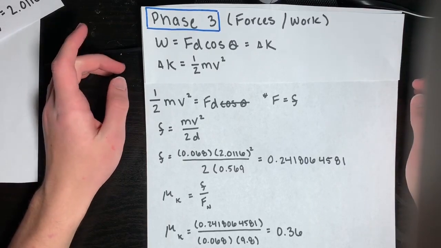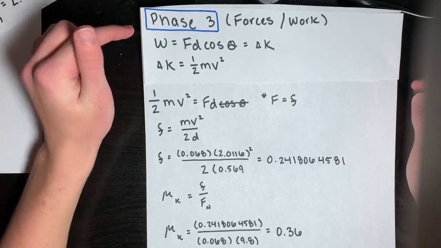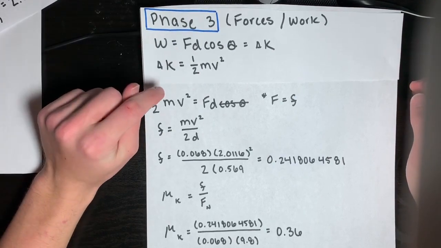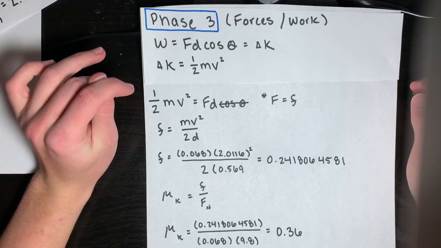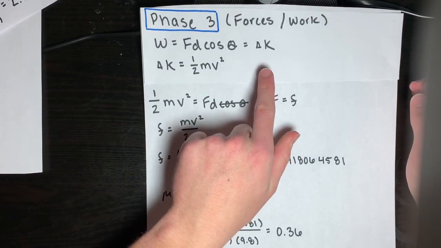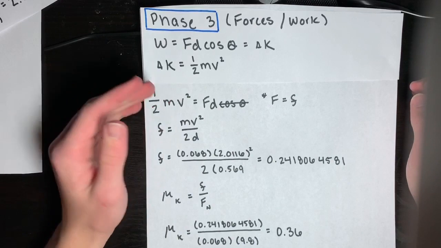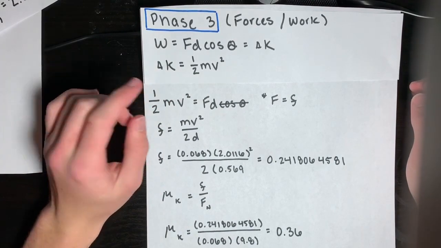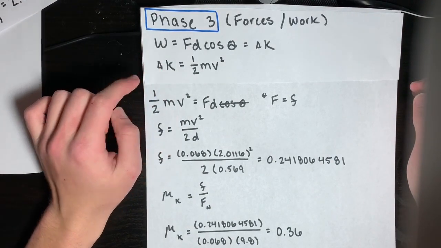The final phase of the calculations uses a combination of forces and work. We noted that work is equal to force times displacement times the cosine of the angle between the two, and that is also equal to the change in kinetic energy, which delta K could be 1/2 mv squared initial minus final, but in this case we would use just 1/2 mv squared.